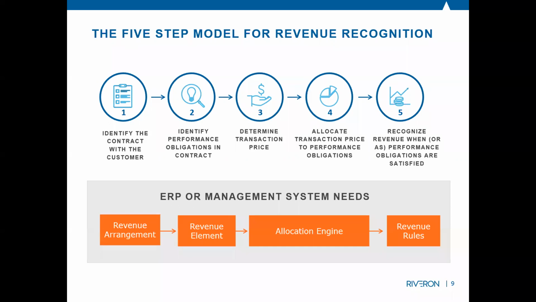Last step, step 5, revenue is recognized when or as the performance obligations are satisfied. The revenue standard provides guidance to help determine if a performance obligation is satisfied at a point in time or over time. When a performance obligation is satisfied over time, the related revenue is also recognized over time.